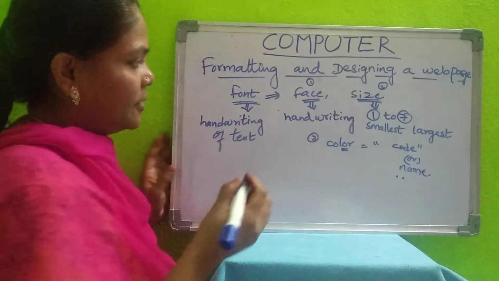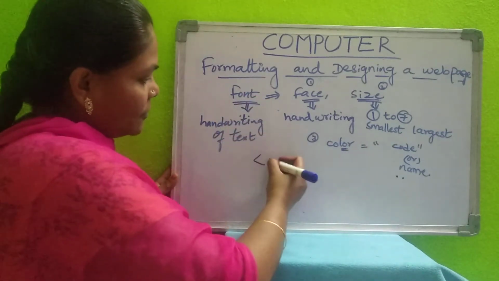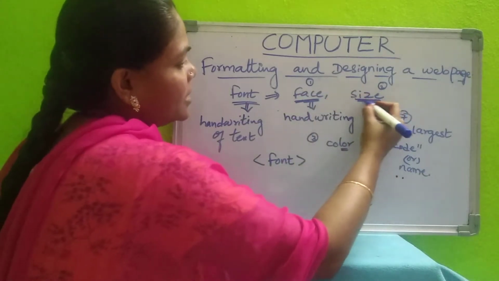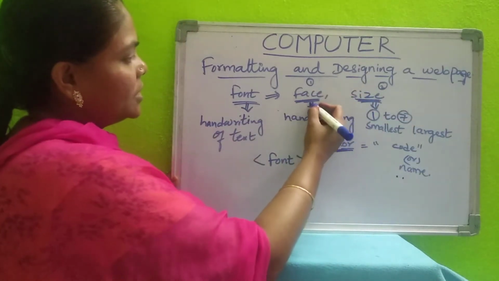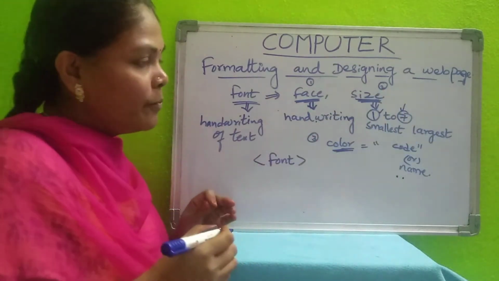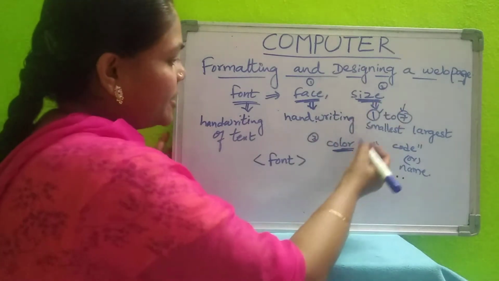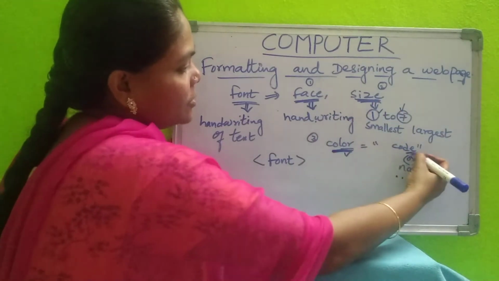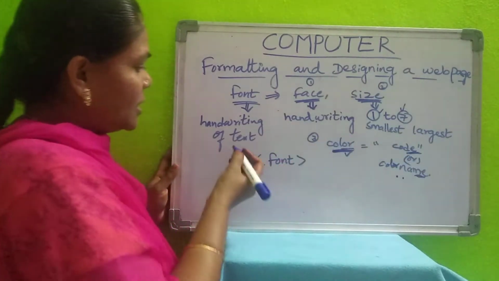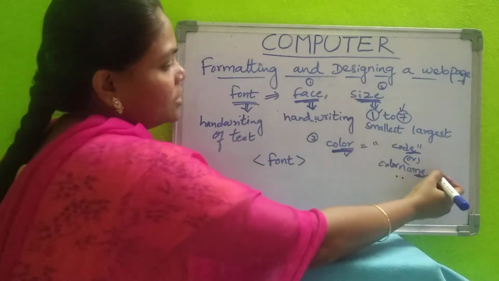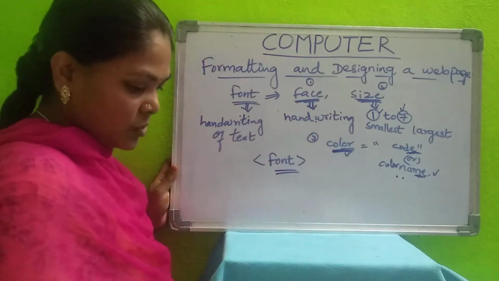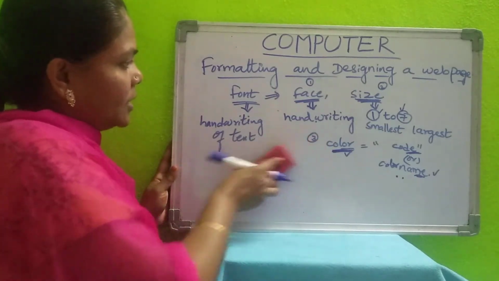Okay. So for this we have to use the font tag. In this font tag we will use the face attribute, size attribute and color attribute. Face is to mention the handwriting, and size is 1 to 7, whatever size we need. In the color attribute we will mention the code or color name, the color in which we want to display the text. For that we use this font tag. Okay. So we will see an example here.